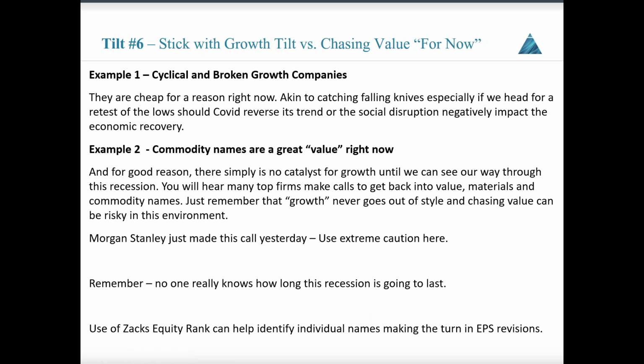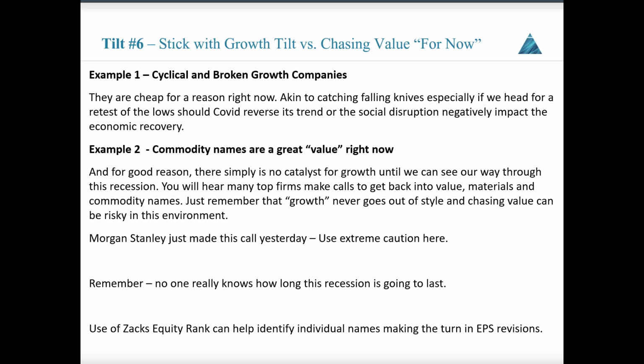Tilt number 6, let's seriously discuss this one, okay? Because I think I heard Morgan Stanley come out yesterday. I think JP Morgan just came out with a call this morning about the need to start looking at value.